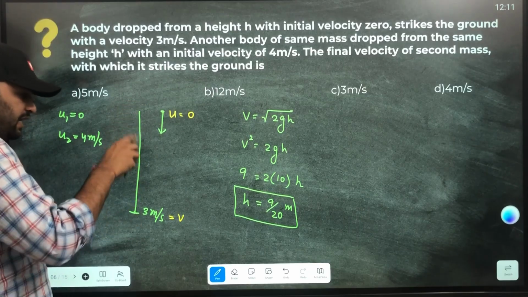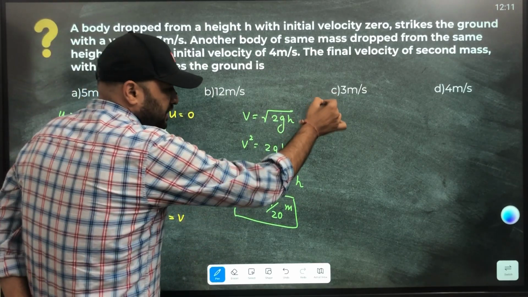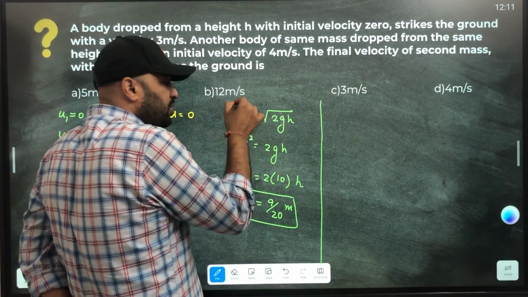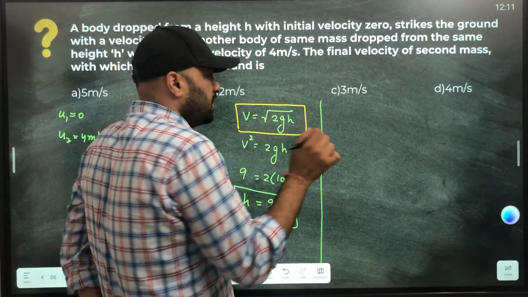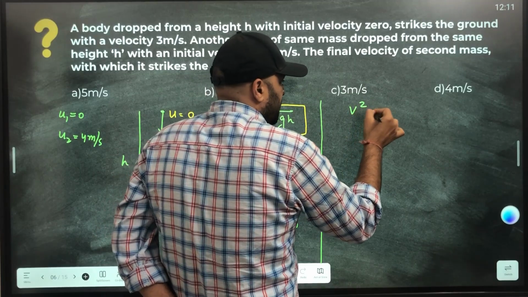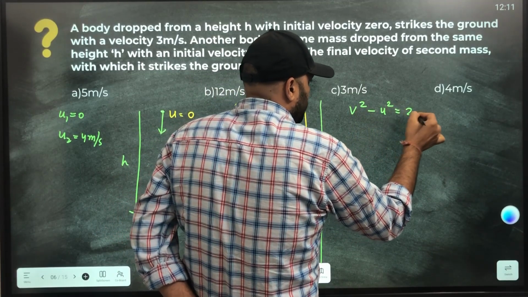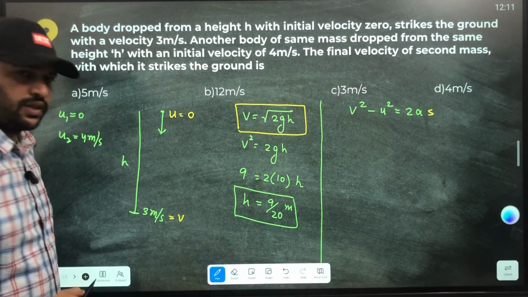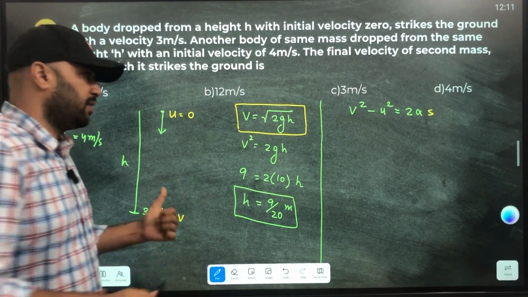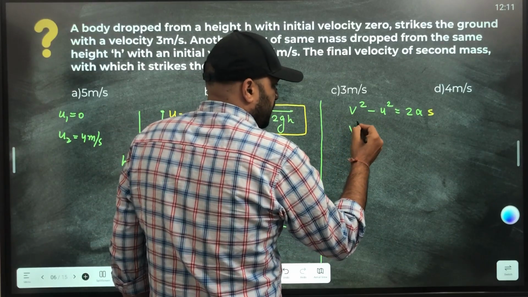Now if it is traveling 9 by 20, let's use the same equation now. Can we use this equation now? No, this is for initial velocity being 0. If the initial velocity is not 0, let's use again v square minus u square equals 2as. What is v? We are looking for the final velocity of the second case, the second ball.